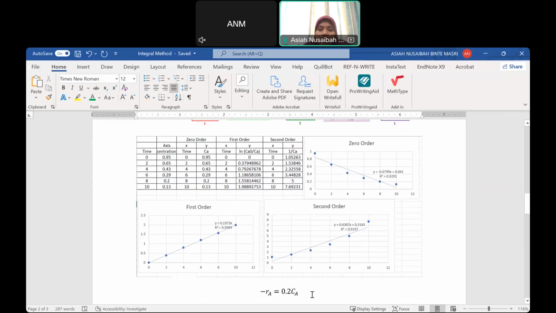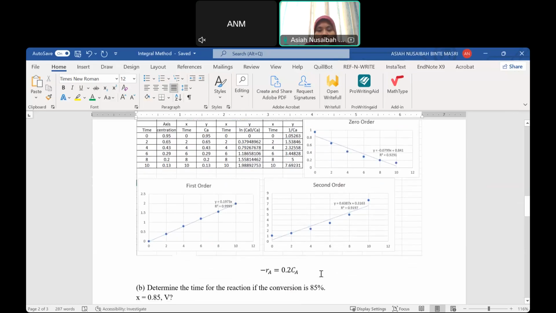We can write the rate law, minus RA equals K CA to the power of 1, and our K will be the slope. So here our slope is 0.1973, approximately 0.2. So we can simplify it as minus RA equals 0.2 CA. Okay, we have done with the first question. Let's go to the second question.